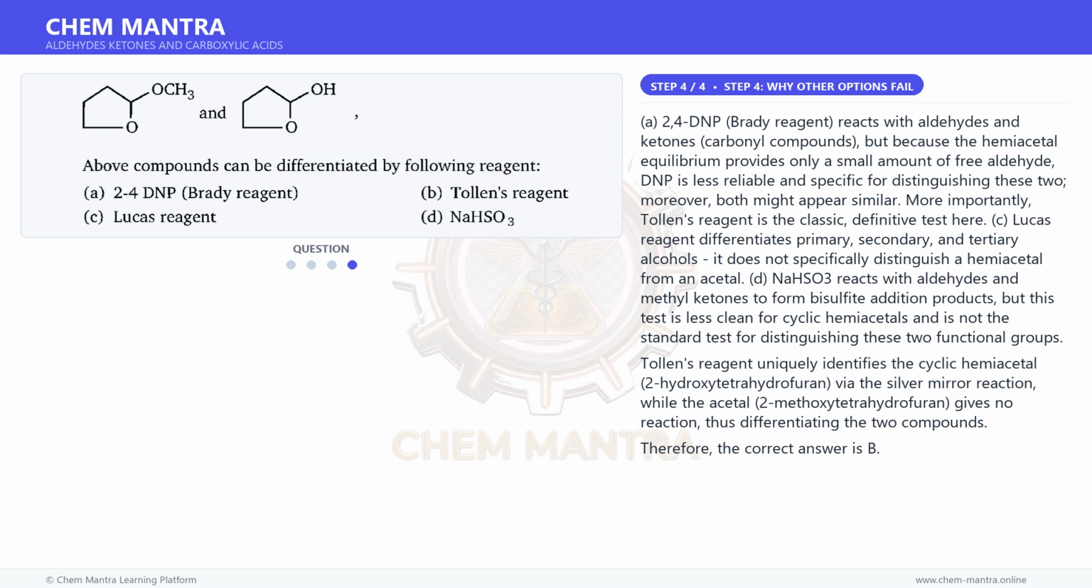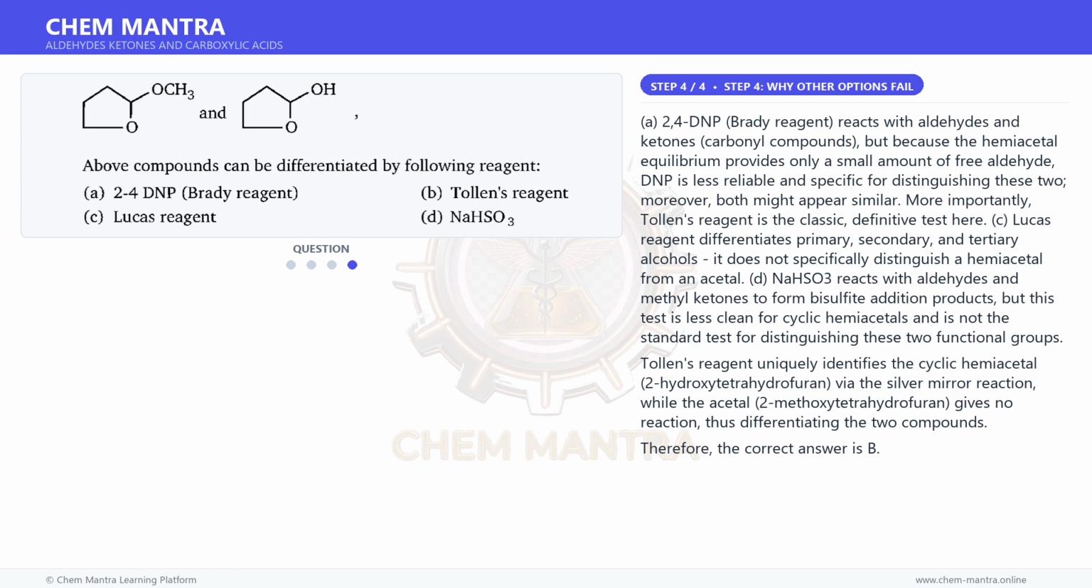And for the final step, a 2,4-DNP, Brady's reagent, reacts with aldehydes and ketones, carbonyl compounds, but because the hemiacetal equilibrium provides only a small amount of free aldehyde, DNP is less reliable and specific for distinguishing these two. Moreover, both might appear similar. More importantly, Tollens reagent is the classic, definitive test here.